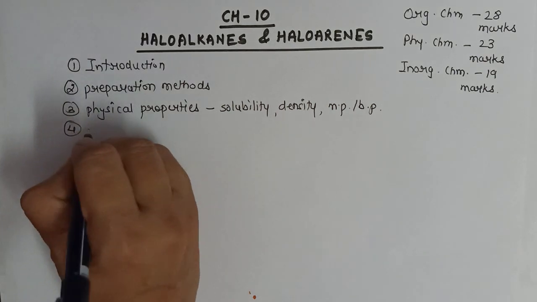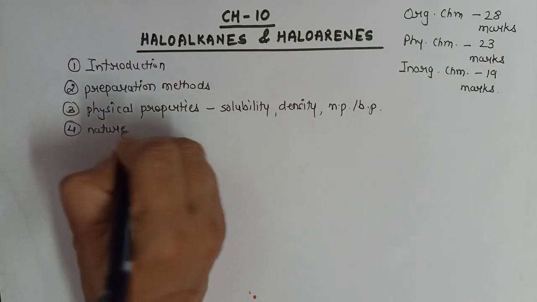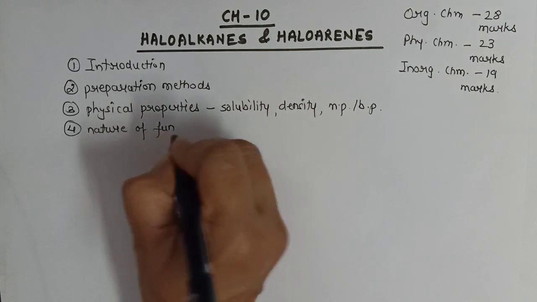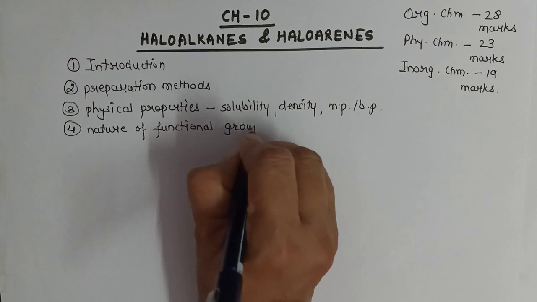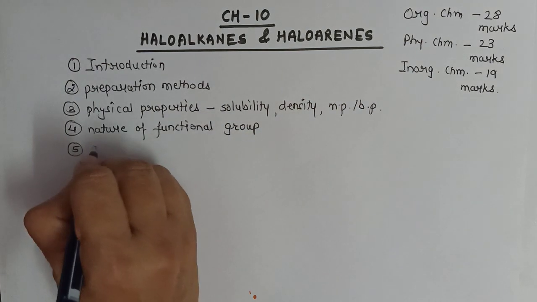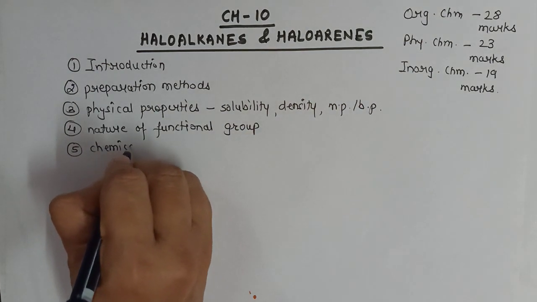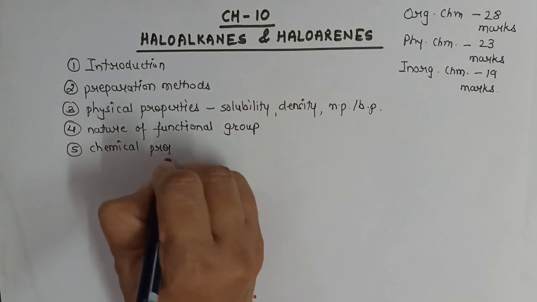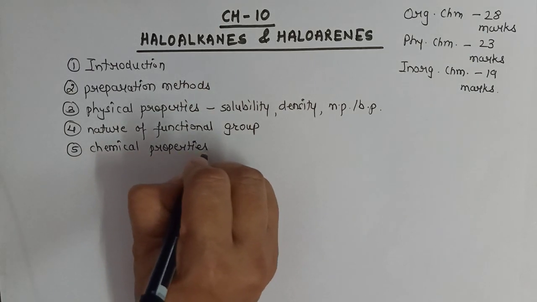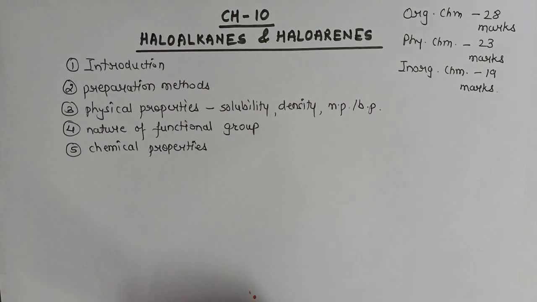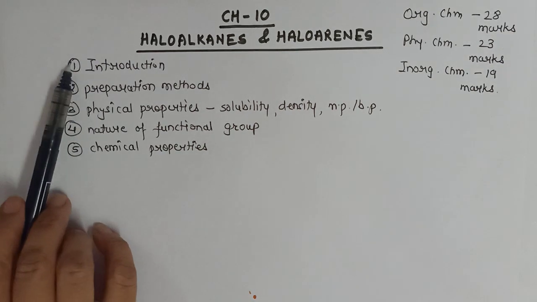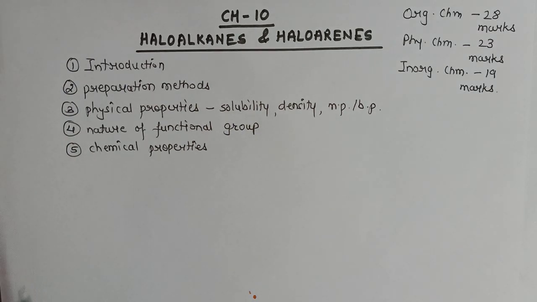We will be studying the nature of the functional group, and lastly, we'll be studying the chemical properties. So you pick up any chapter from organic chemistry, this will be the particular sequence, whether I study alcohol, phenol and ethers, whether we discuss aldehyde, ketones or carboxylic acid, or whether we consider amines. All the chapters we are going to study in this sequence itself.